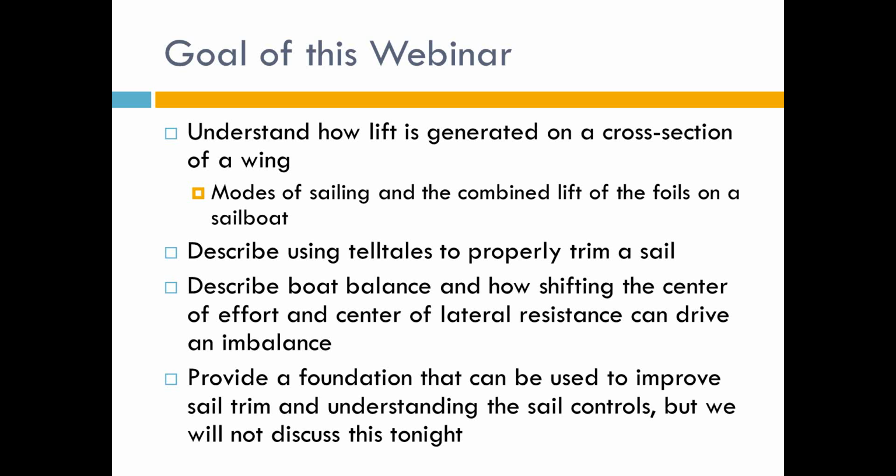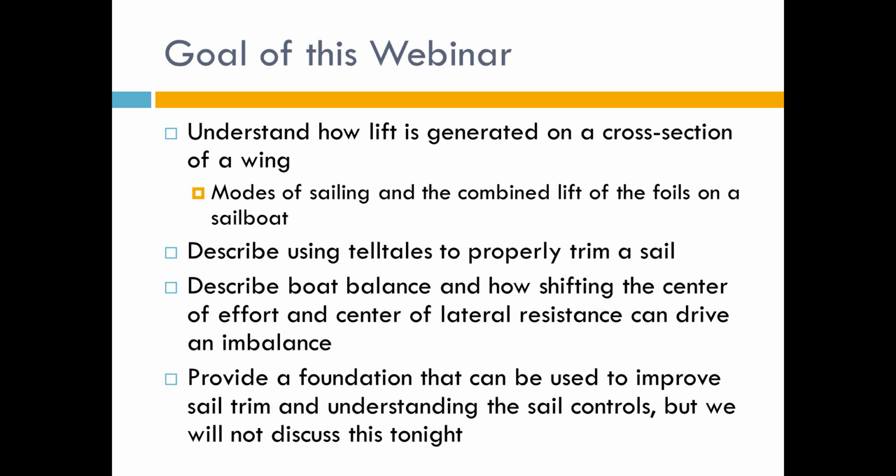We'll then stem from there and go on to the telltales, how to judge how well your sail is trimmed, and then we'll kind of change gears a little bit and go into boat balance, talk about the center of effort and center of lateral resistance, and how if those are out of line, you drive an imbalance and you'll end up with weather helm or lee helm.